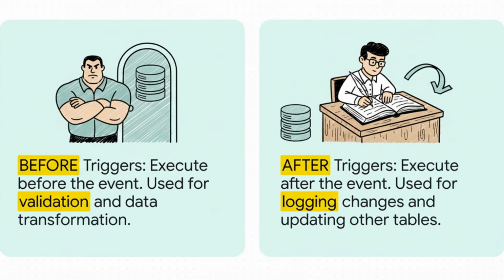So, a before trigger, it's like a bouncer at a club. It checks the data's ID before it's allowed into the table. It can validate an email format, make sure a number is in the right range, you name it. If the data doesn't make the cut, it gets turned away at the door. Simple as that. Now, an after trigger is more like a diligent clerk in the back room. Once the sale is complete and the data is safely in the table, then the trigger gets to work, lodging the change in a ledger or maybe updating the inventory count in a separate table.